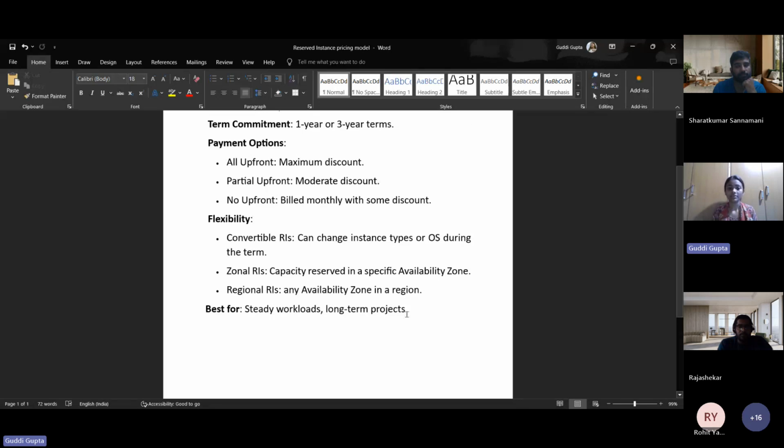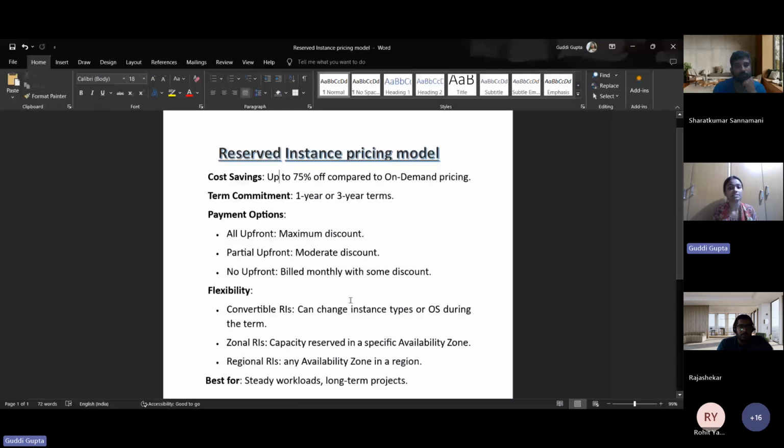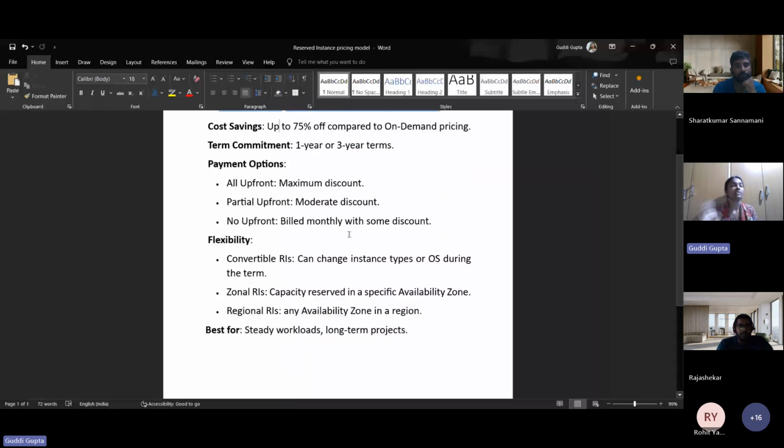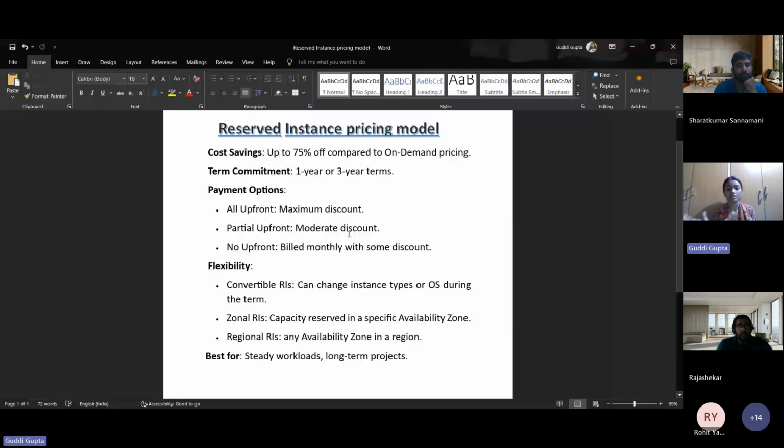The best use case for the reserve instance pricing model is steady workloads, meaning applications or services that run consistently for a long time, like databases and backend services running 24 hours. There we can use this reserve model because we get many kinds of discounts. The second use case is long-term projects. We can use this model for projects that are expected to run for a long time, year after year.